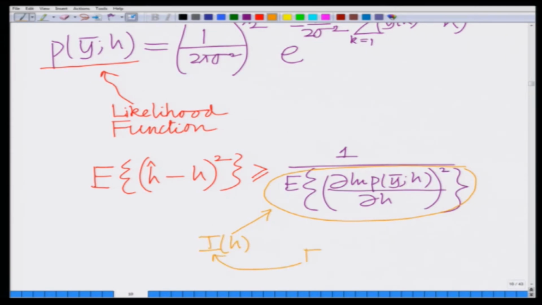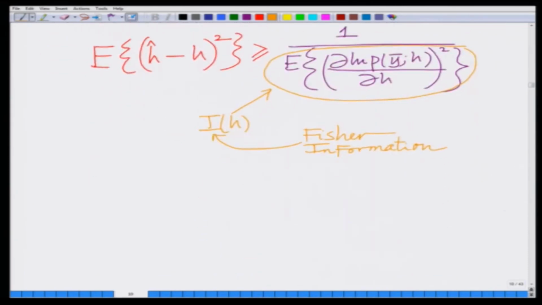This is basically the Fisher information corresponding to the parameter h, and we also said the larger the Fisher information, the more information the likelihood function conveys about the parameter h, hence the lower the mean squared error. Naturally, if the information is more, the error is going to be lower, and that is an interesting intuition from the Cramer-Rao bound.